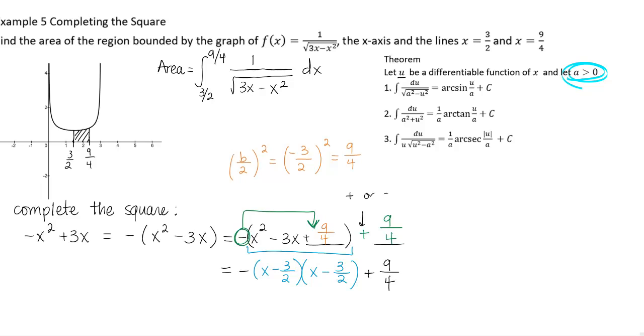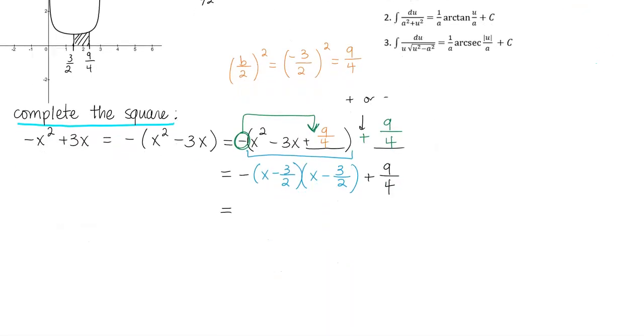Now, if you have any questions about how we have completed the square on this, please do let me know. I can post some additional practice on just going through this process, completing the square. So completing the square is not a calculus topic, it's an algebra topic, but we have to be able to do it to do the calculus here.